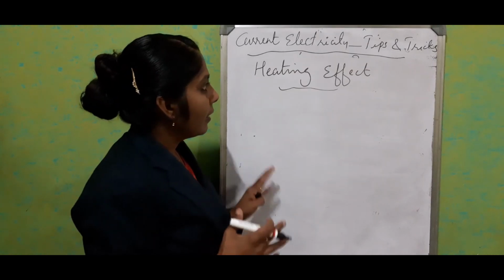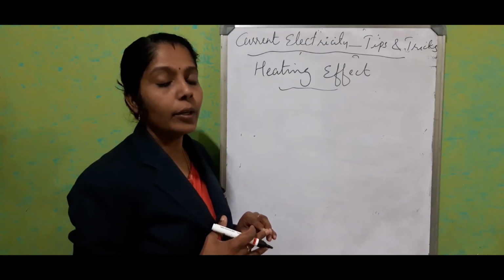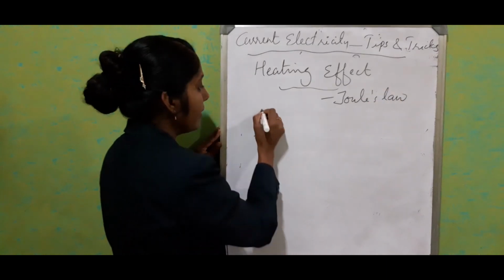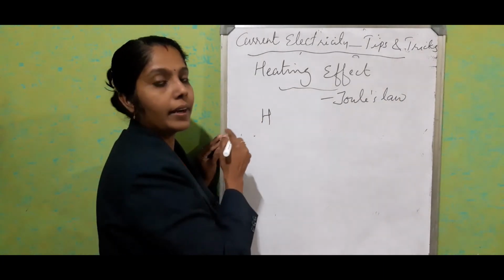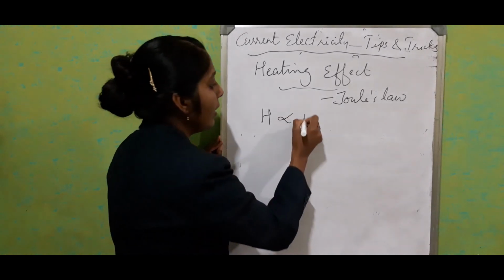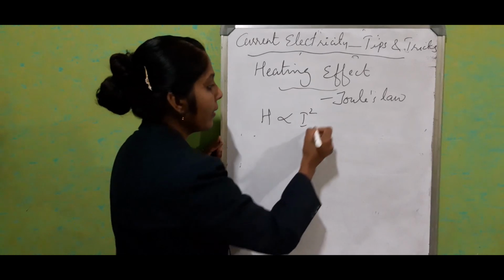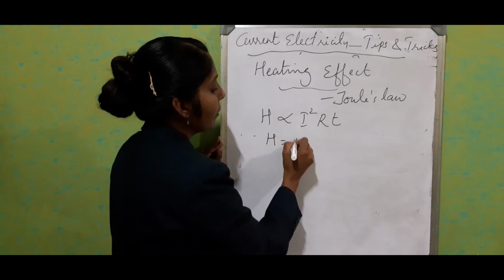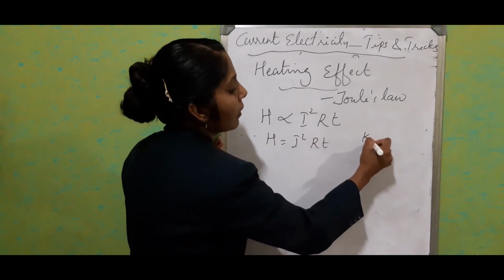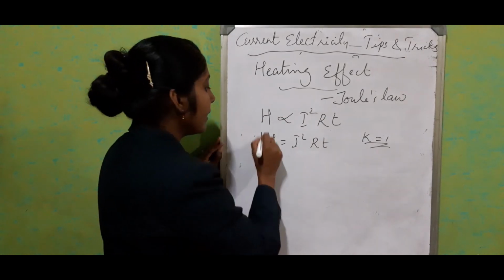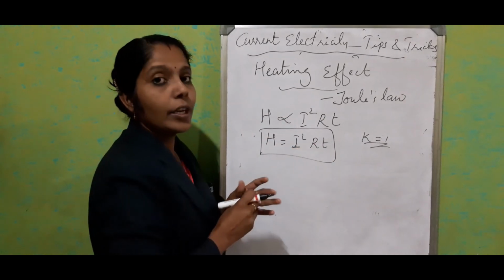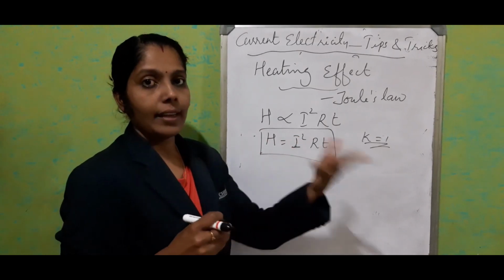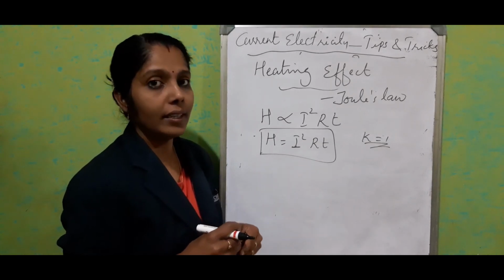Now we have come to the last point, that is the heating effect of electric current, or what we call Joule's law. It depends upon three factors. Heating effect is represented by the letter H, directly proportional to the square of the current passing through the circuit, resistance offered by the circuit, and how long the current travels. Or we can write it as H is equal to I square RT, if you are multiplying with a constant of 1. H is equal to I square RT depends upon three factors: square of the current passing through the circuit, resistance offered by the circuit, and time, how long the current is traveling through the conductor.